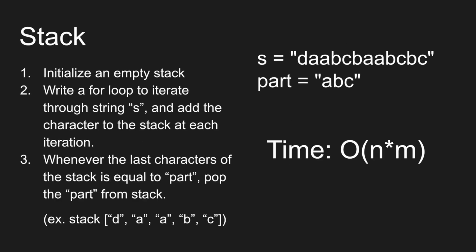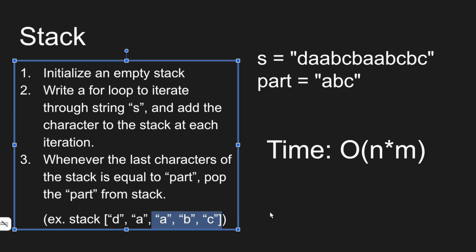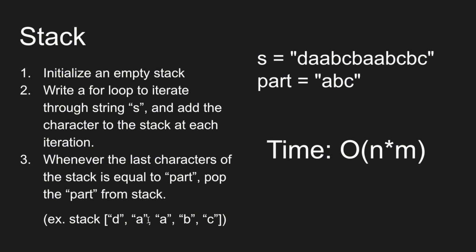So a more efficient way to solve this is we can set up a stack. So first we'll initialize an empty stack, and then we will write a for loop that will iterate through string s, and at each iteration we will add the character to the stack. And whenever the last few characters in the stack are equal to part, then we need to remove the part from the stack. So like right here, for example, ABC right here is equal to part ABC, then we need to remove all of these from the stack. And then in the end, we will just return all the characters that are in the stack.